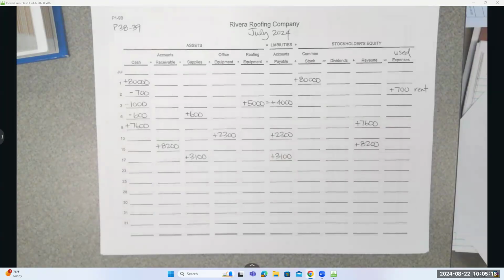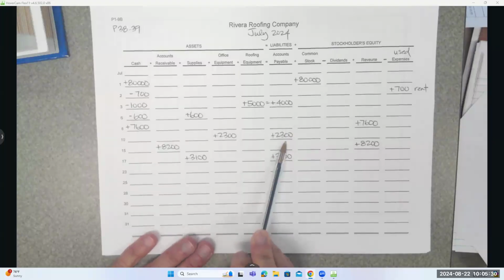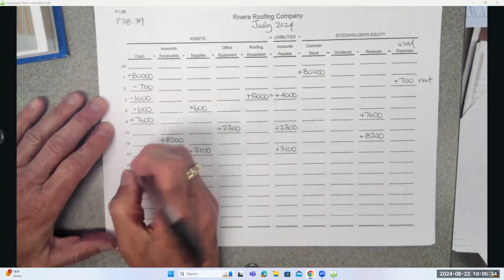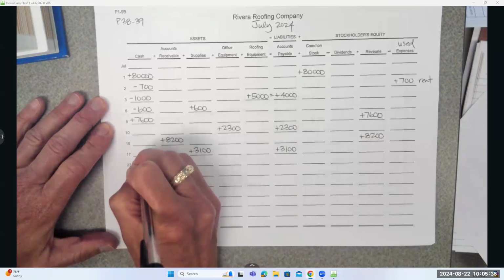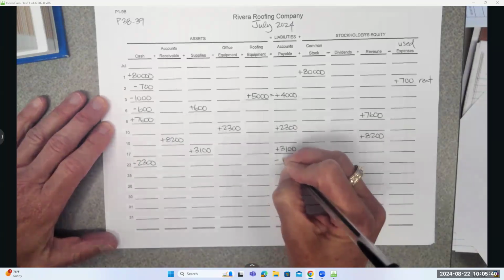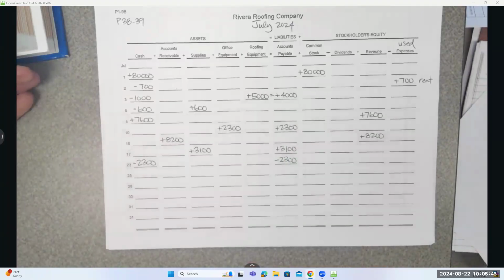On the 23rd, we paid 2,300 cash for the office equipment purchased on July 10th. So on the 10th, we created this liability for 2,300 for that office equipment that we purchased, and now we're going to pay this money that we owe. Well, if we pay the money that we owe, we decrease cash because we're paying, and we no longer owe the money, so we decrease the liability. We did not buy additional equipment, we're just paying for what we already purchased.